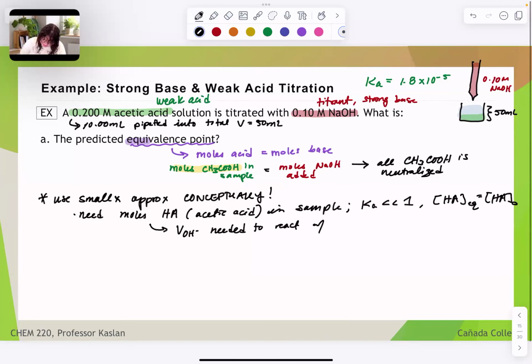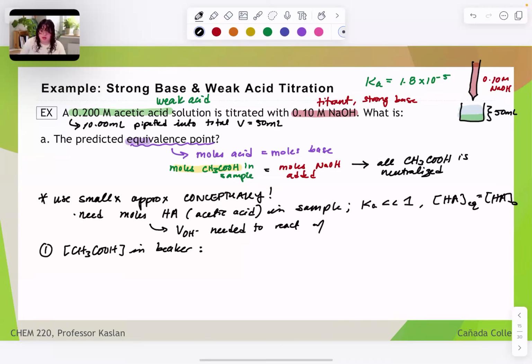So let's see here. We have this beaker, right, over here. So first of all, we need to figure out the concentration of acetic acid in the beaker, because from there we'll be able to get moles, because concentration is an expression of moles per volume.